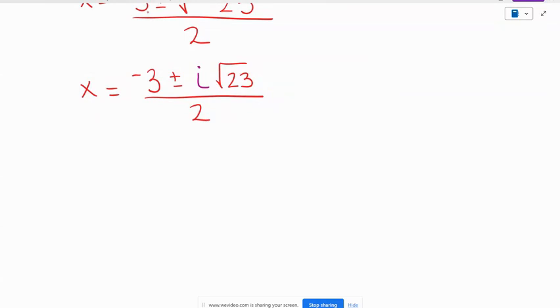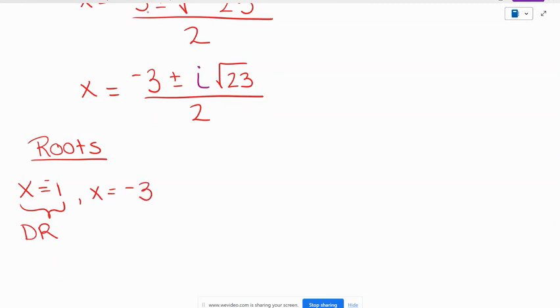So now I asked for roots and factors. So our roots are going to be x equals negative 1. But what do I want you to write since it counted twice? I want you to write DR to let me know that counts twice. That's your double root. And then the 2 other roots will be x equals negative 3 plus or minus i root 23, all over 2.